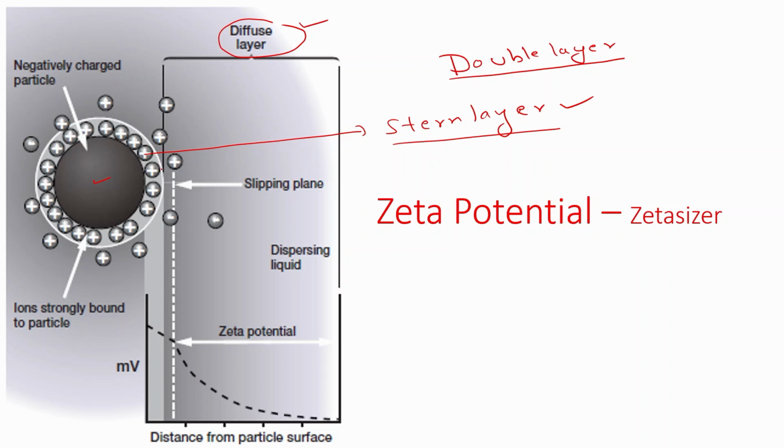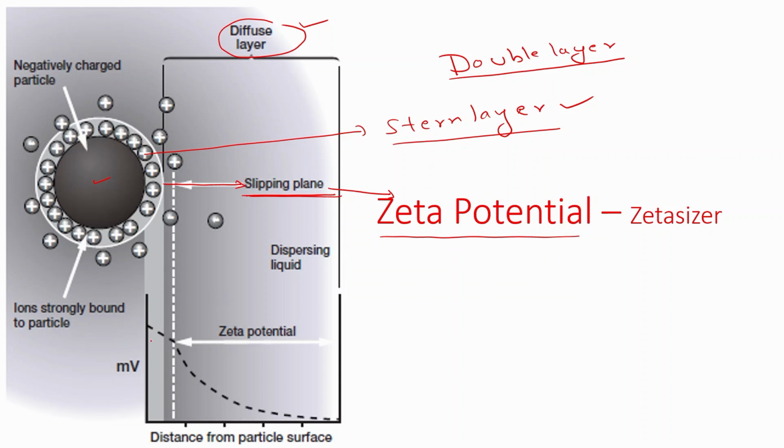The boundary between the Stern layer and the diffuse layer is known as the slipping plane. This boundary is known as the slipping plane, and the potential at the slipping plane itself is called the zeta potential. So potential at the slipping plane is called the zeta potential.